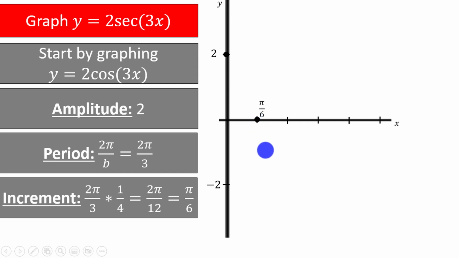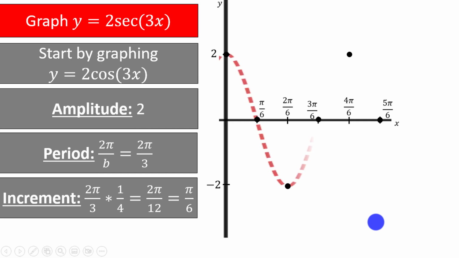Next, cosine will decrease to its minimum, which will be negative 2 in our case, at the next increment, which will be at 2 pi over 6. Then we will increase back to another 0 at 3 pi over 6. That's 2 out of 3. We will increase back to our maximum of 2 at 4 pi over 6, and then we will have our final 0 at 5 pi over 6. Like I've discussed in other videos, you can reduce these increments if you'd like to, but I prefer to leave them all with the same denominator.